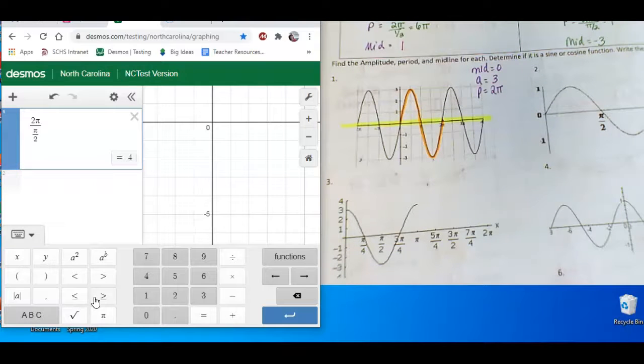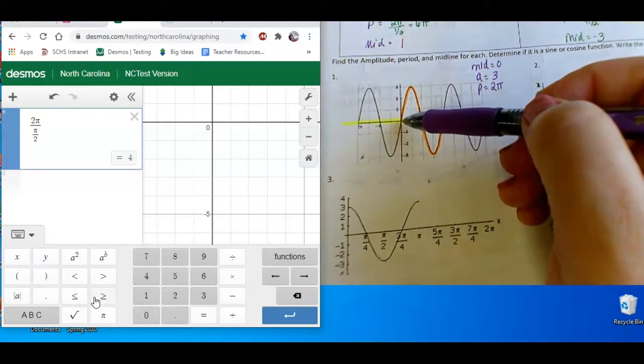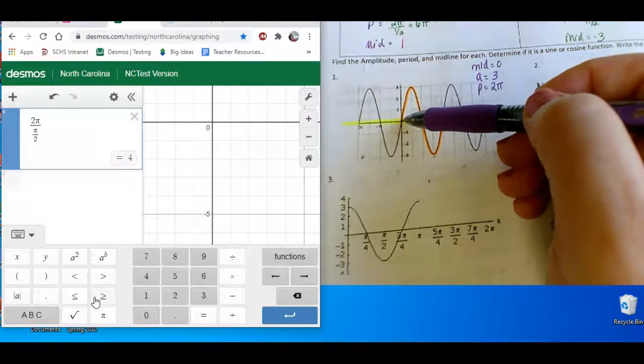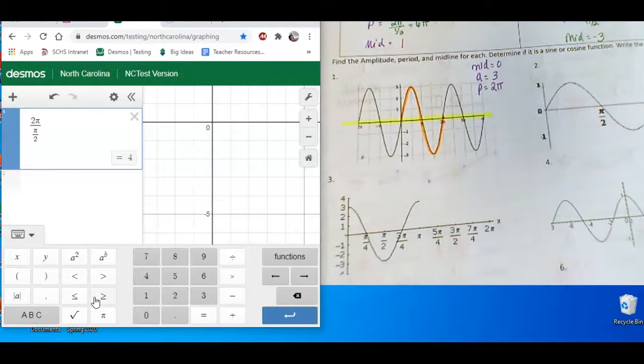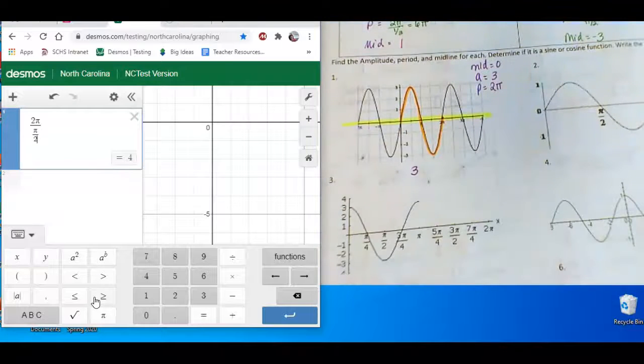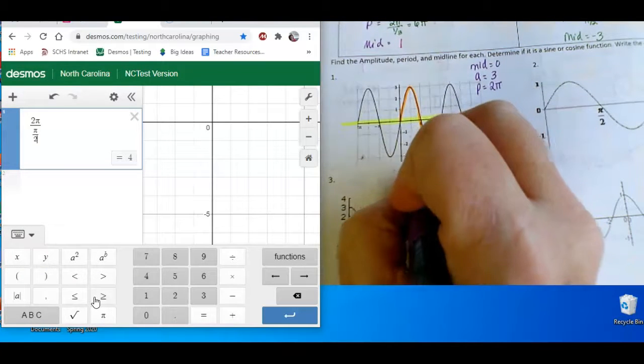Is this graph a sine or a cosine graph? It's a sine graph, and you know that because it started at the midline. If it started above the midline, it would not be sine. Okay, but starting at the midline means it's sine. Okay, so amplitude is 3, so 3 goes at the beginning. And then we know it's sine.